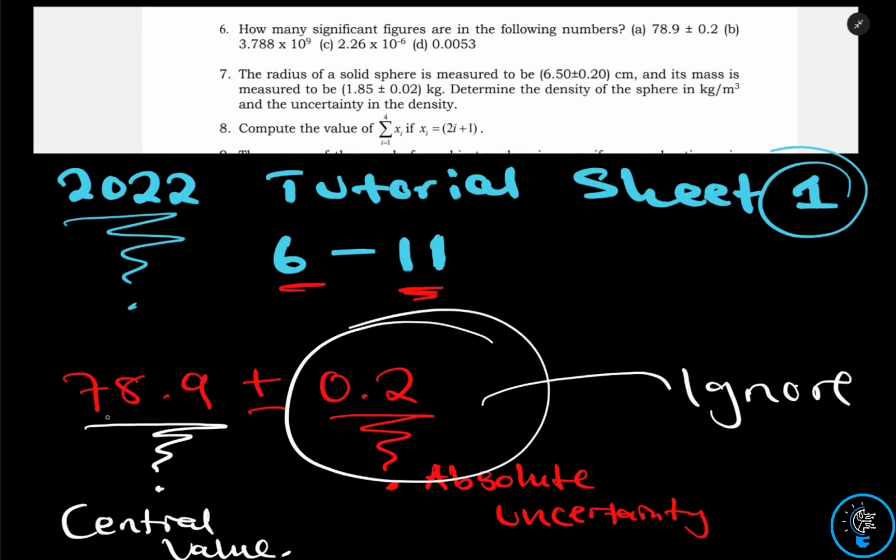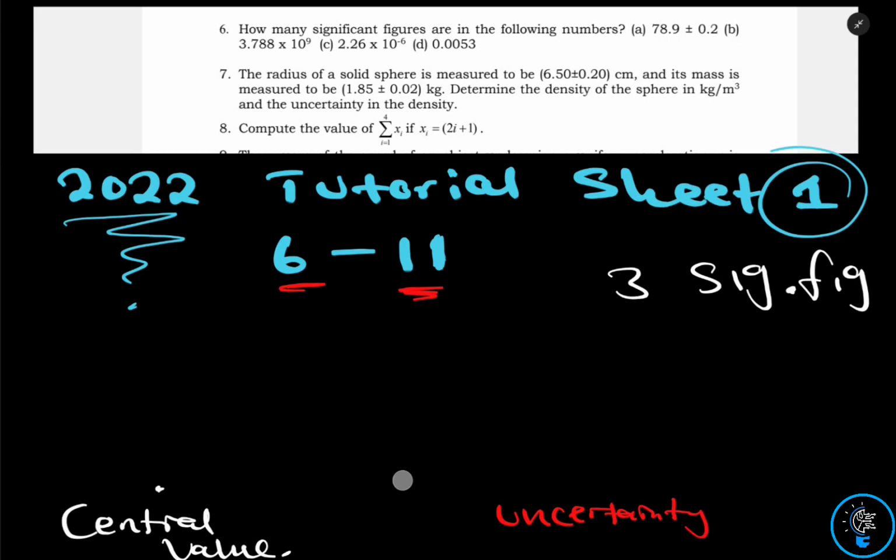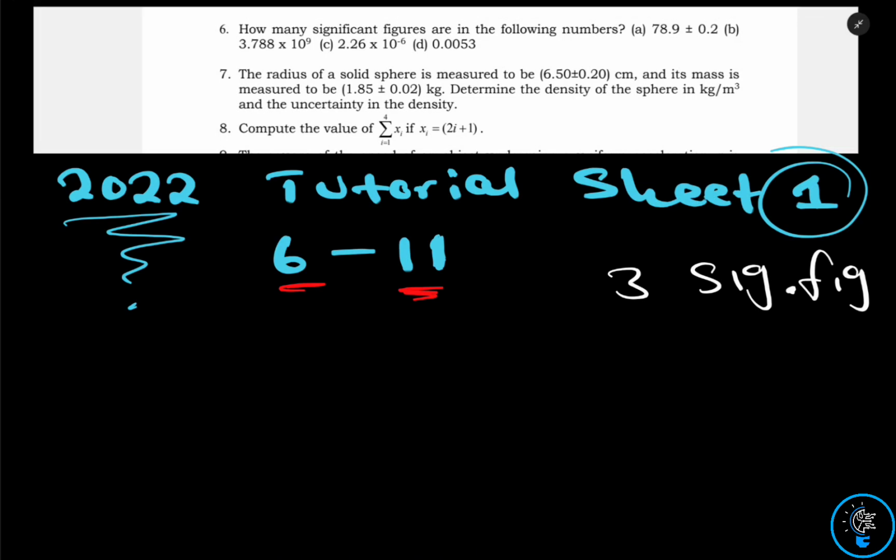Okay, now focusing on the central value, we can count the number of significant figures as 1, 2, 3. So we have 3 significant figures. Remember, non-zero digits are considered as significant. So we have 3 significant figures. Okay, so that's it for A. Now let's jump to B. So B we are given 3.788 times 10 to the power 9.